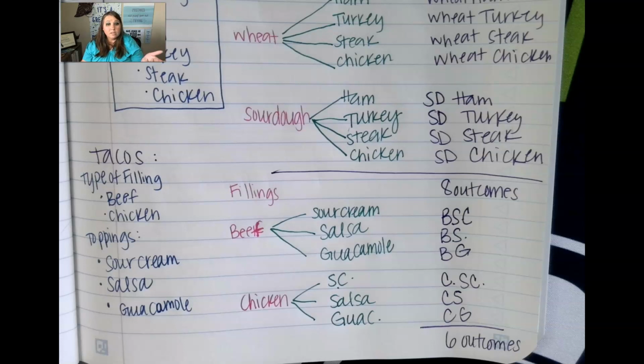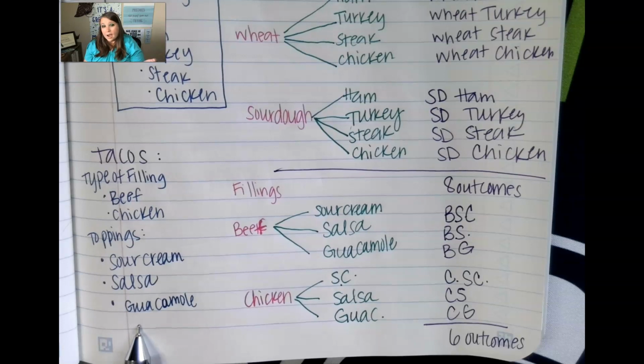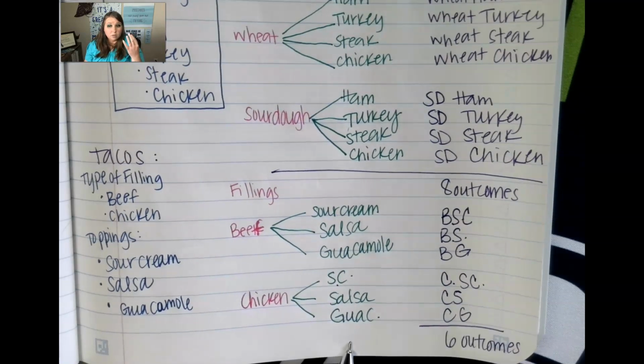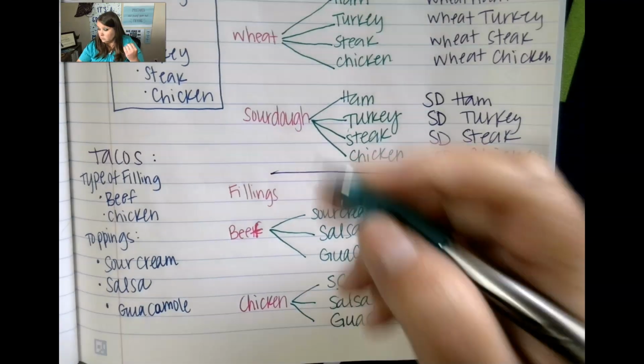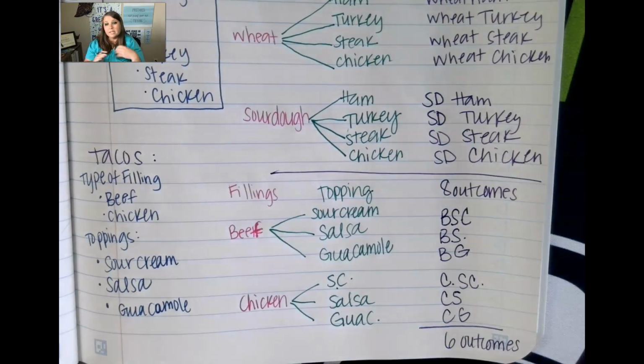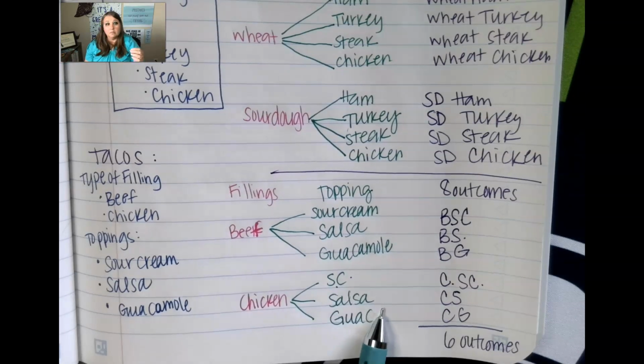Now, maybe someone said that a topping could be queso, like a queso dip. So maybe they put queso on top. Now our sample space changes because we have 4 possible toppings. So our sample space would now have 1 extra topping. Okay, so we're just listing out the possibilities that you can create with all the ingredients.